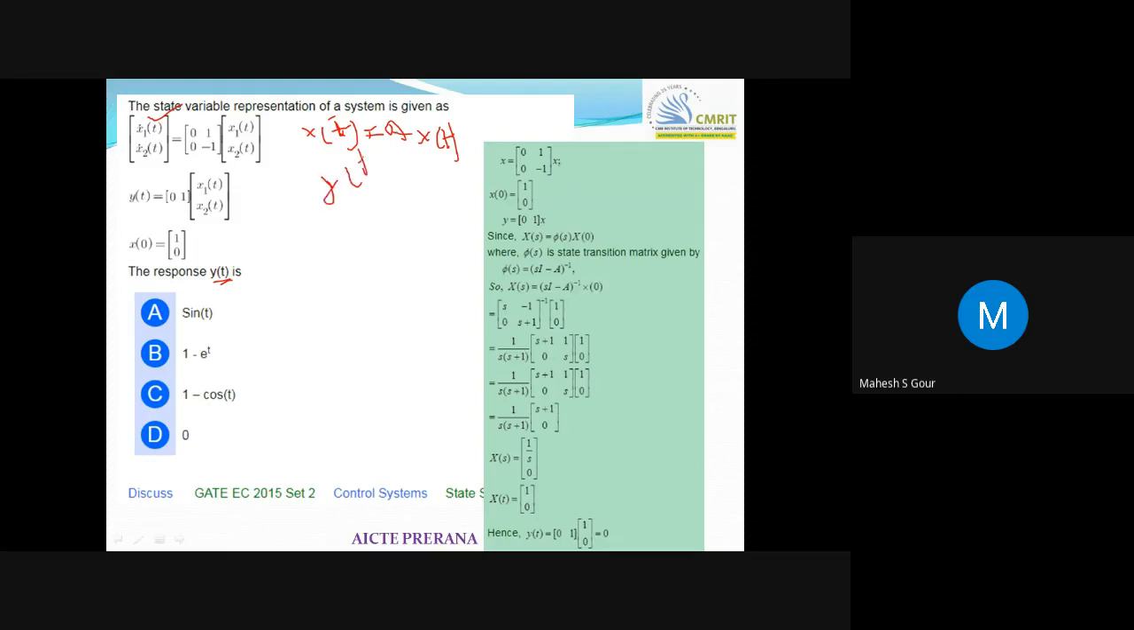So what is your y of t? Y of t is equal to C into x of t plus D into u of t. U of t is 0 again, so it is a zero input response. So this you got. Now we need to find y of t, right? So we need to find x1 and x2. Now for that sake, see x1 of t and x2 of t, this is your x of t matrix, correct?